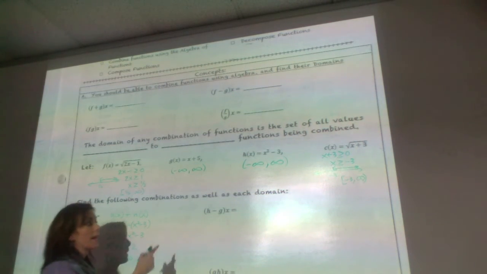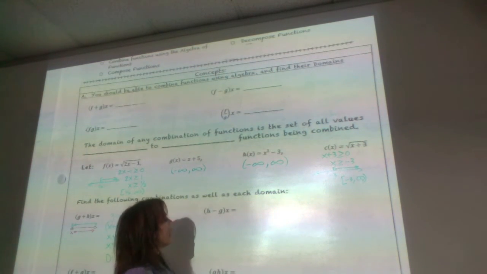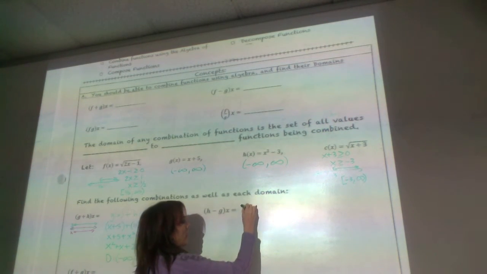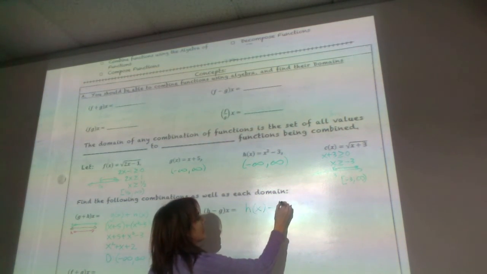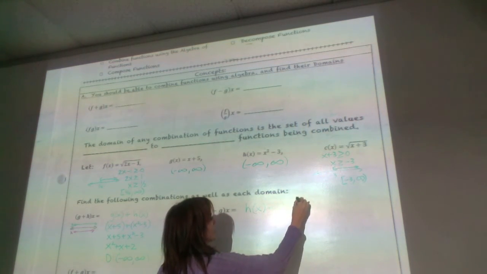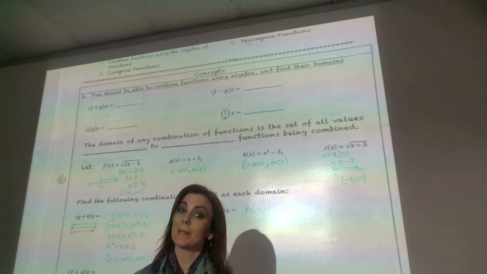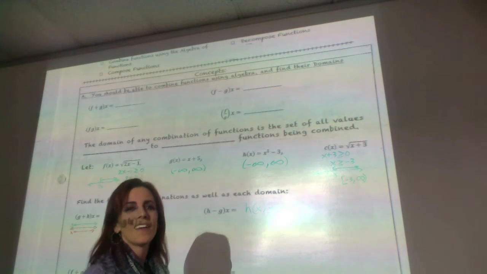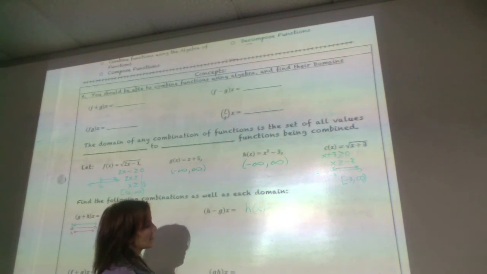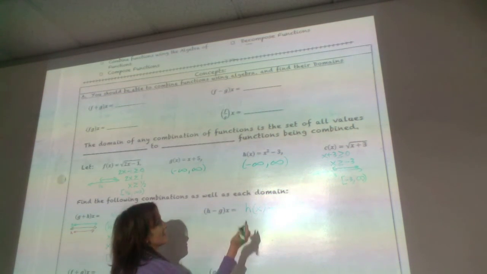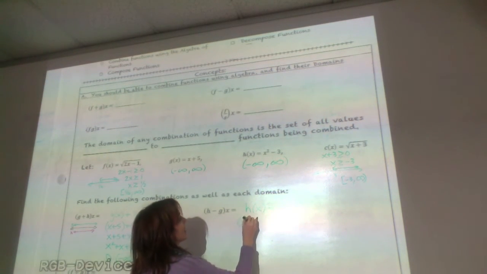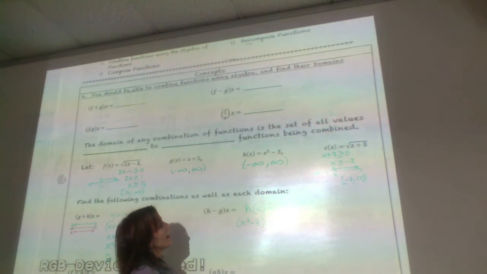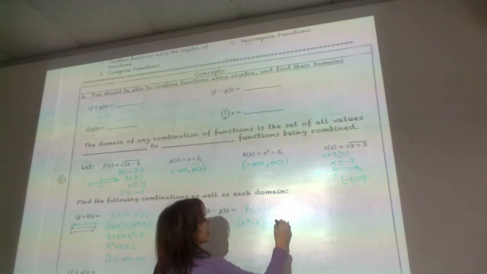Okay, let's come over here to h minus g of x. That is the same as what? You're right, h of x minus g of x. Okay, I think you might be able to do this without my help. If you think so, pause the video and then try it on your own and check your work. H of x is x squared minus 3 minus g of x, x plus 5.